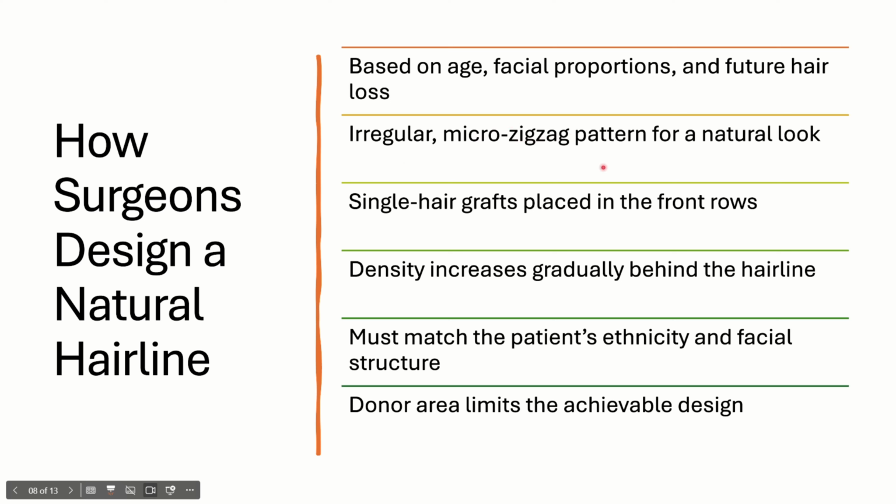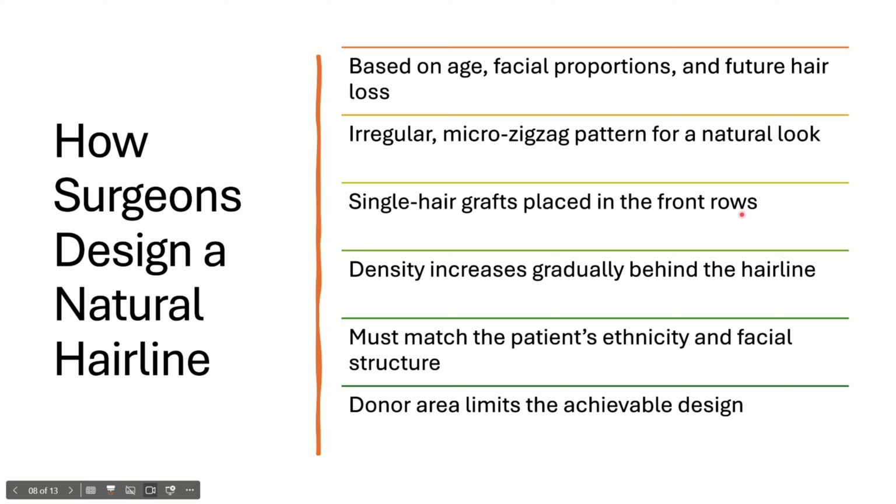Irregularity and micro zigzag. If you look at a guy that hasn't had a hair transplant, you can see that the hairline has some irregularities. We can recreate this irregularity with micro zigzagging, and of course single hair grafts placed in the front row. What does it mean using DHI in the front of the hairline?